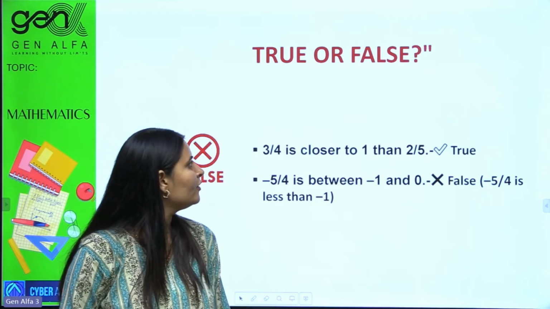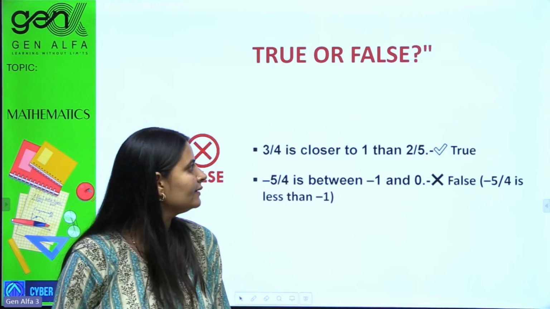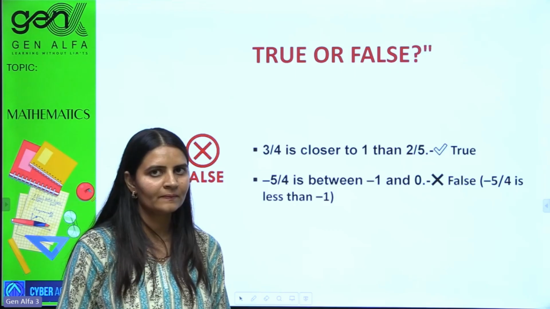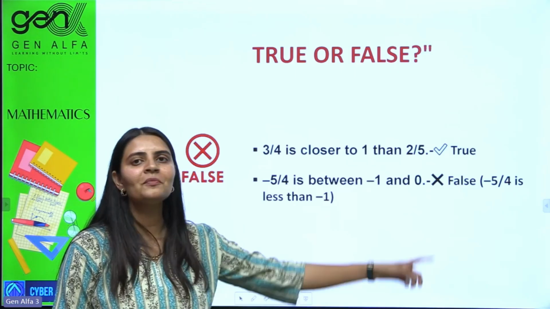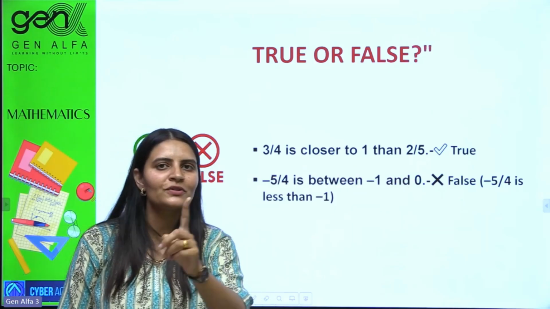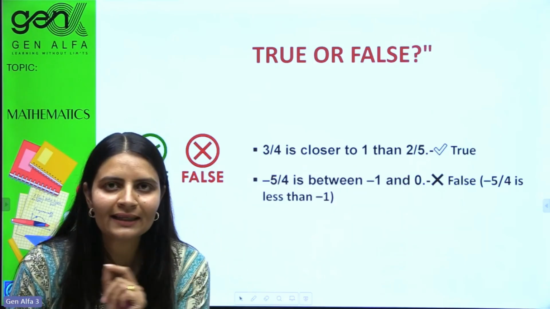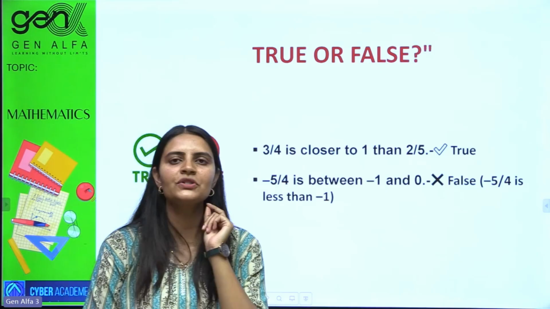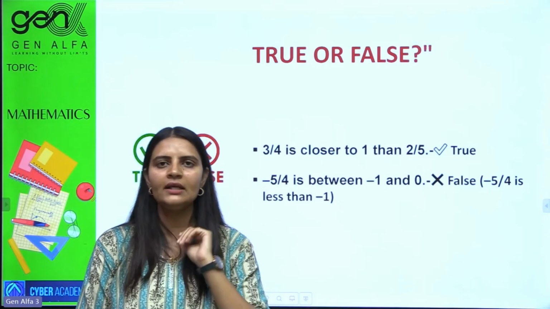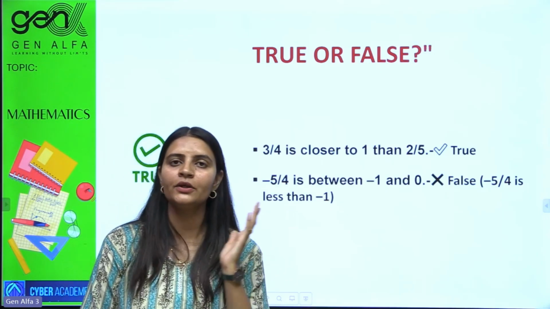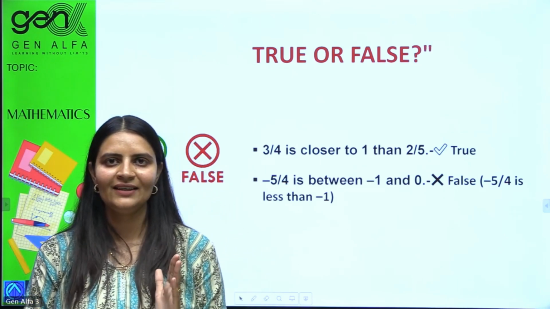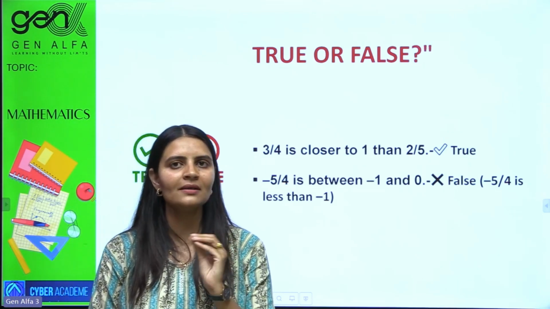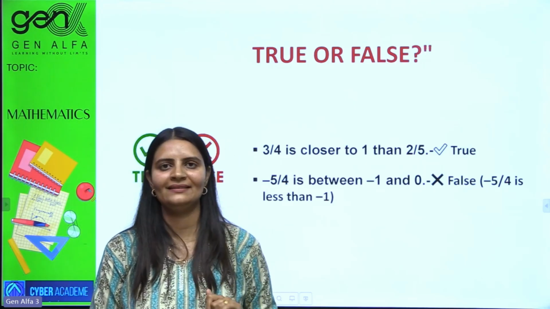3 by 4 is closer to 1 than 2 by 5. Is it true or false? I have marked it true. But you have to justify it by drawing the number line. You don't have to just tell me, ma'am, it's right, ma'am, it's smaller, ma'am, it's greater. No, I want evidence. You have to justify your answer by drawing the number line.